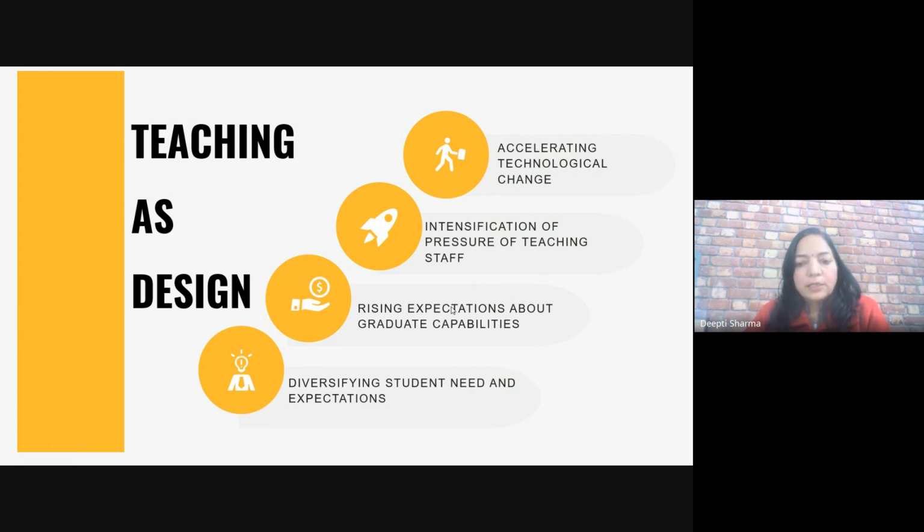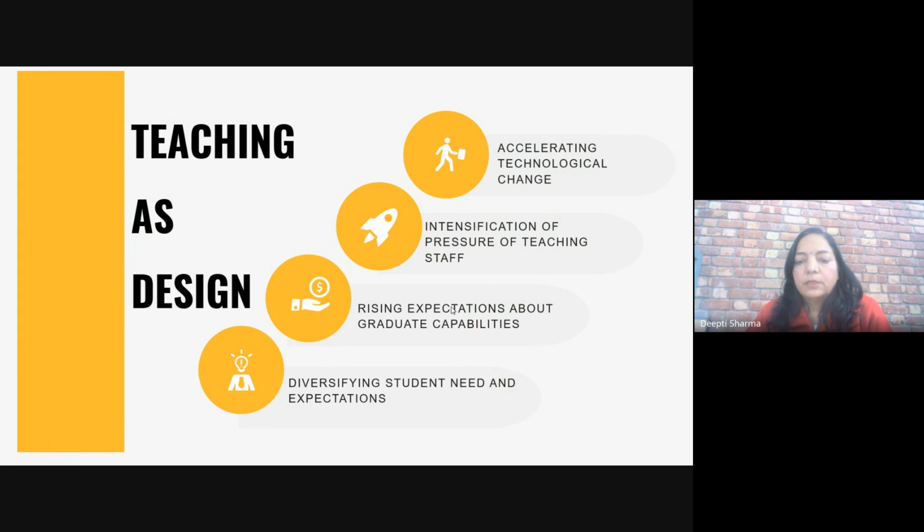And then rising expectations about graduate capabilities. Nowadays students, the graduates, have very high expectations from their course and curriculum also. So the faculty members should interact with the students: what are their expectations from their course?